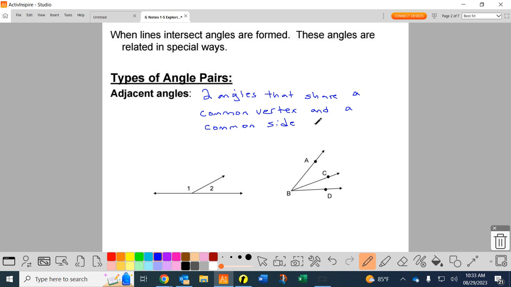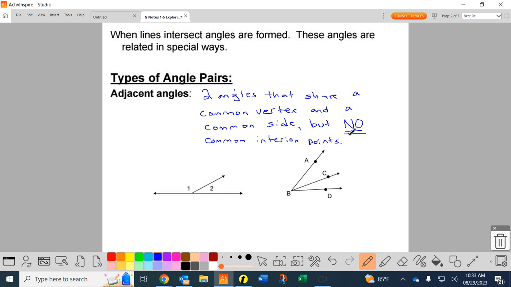Okay. Here we go. It's got a common vertex and a common side. There's a but, though. There's always a but in math, guys. There's always an exception to the rule. But no, and I would underline this, no common interior points.